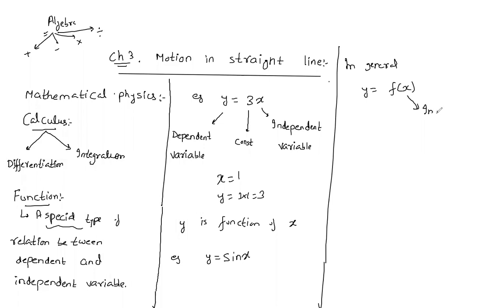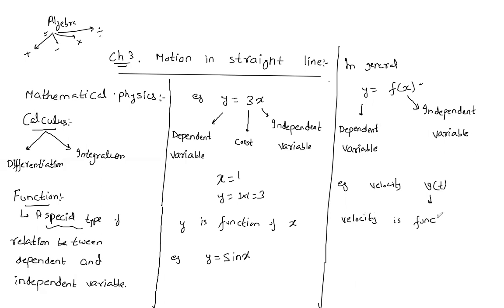Here x is the independent variable and y is the dependent variable. So that is the relation between y and x in general. This is the general representation of a function. In NCERT, they will use language like velocity v(t). This particular notation means velocity is a function of time.